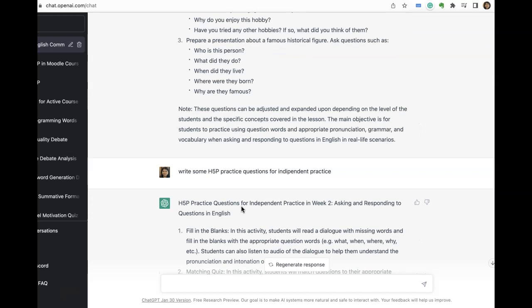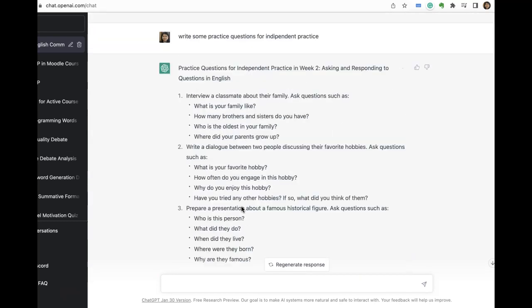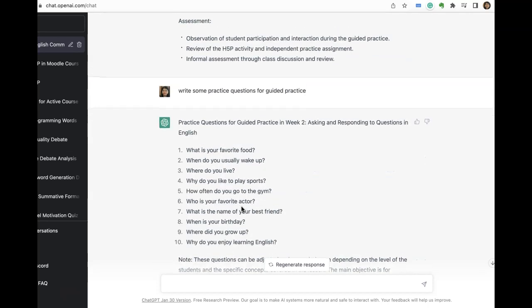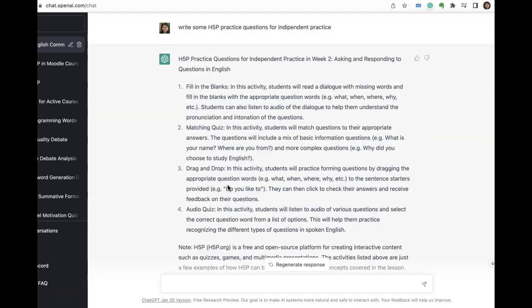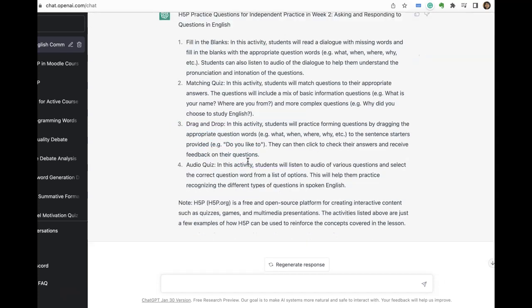And then I asked for H5P practice questions for independent practice, as it mentioned providing an H5P activity in independent practice. So when I asked for the H5P practice questions, it gave me again a content type along with what I should be doing, and what kind of questions I should be giving. And then it gave a note about the H5P.